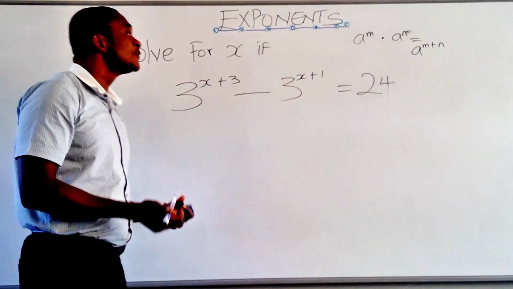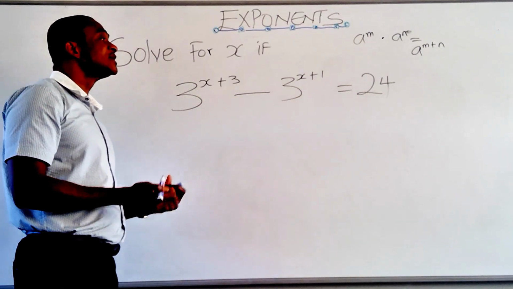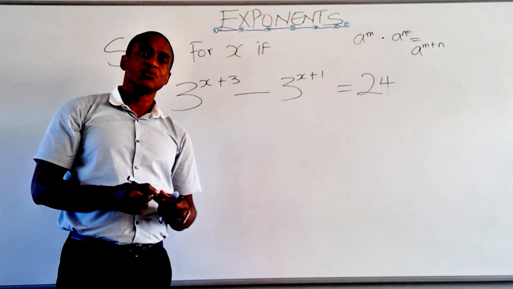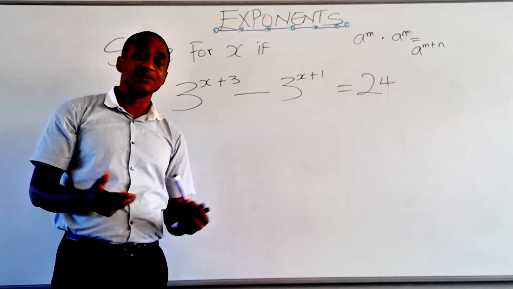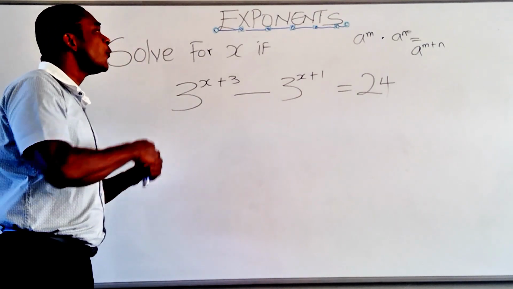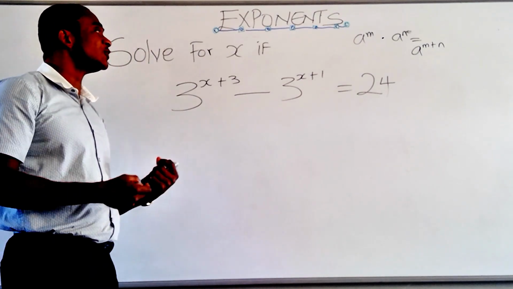Now we have solved for x if 3 exponent x plus 3 minus 3 exponent x plus 1 equals to 24. What do we do to factorize? We have different methods of factorization. We have the common factor, we have difference of two squares, trinomial, cubic, and the grouping. So we will have to figure out which one works.